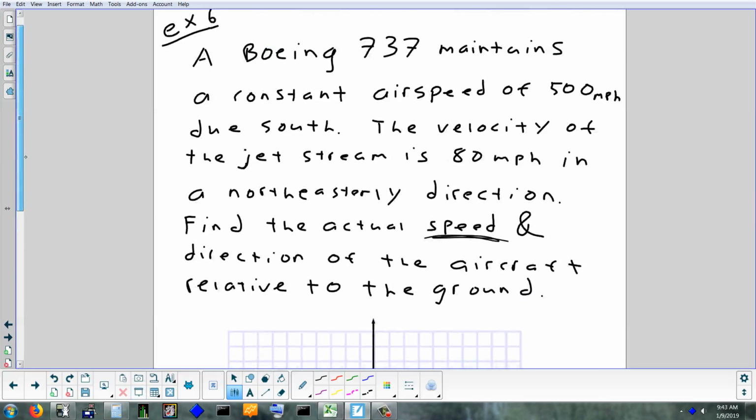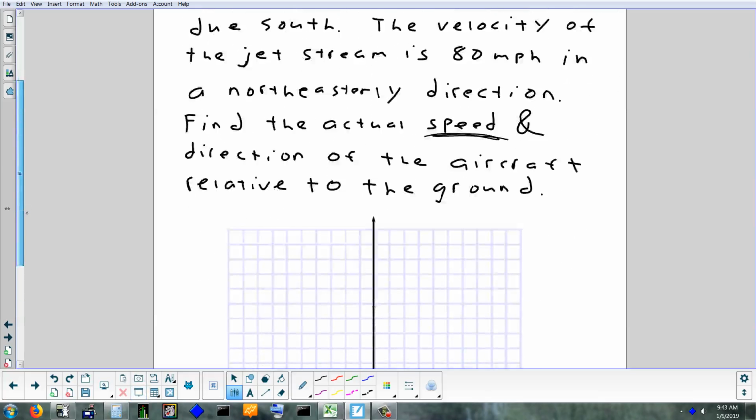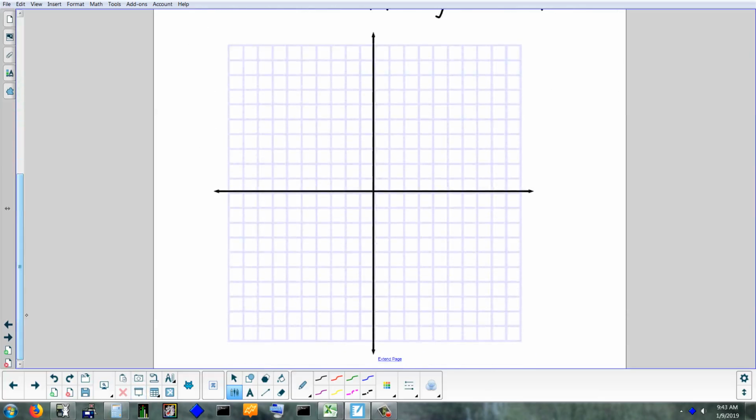So the first thing I'm going to do is draw a vector that represents the airplane. What direction is the airplane going? South. So for our purposes, I'm going to have that be down on the board. Okay, south is down. All right, let's do this one in red. This is not to scale, right? But that represents the plane. So let's call this the vector for the plane, v sub p.